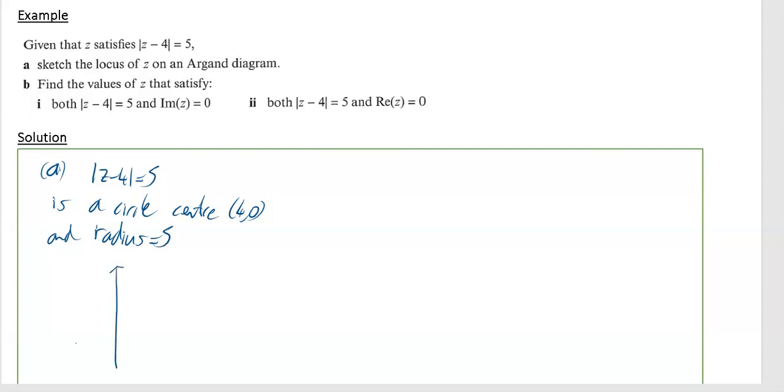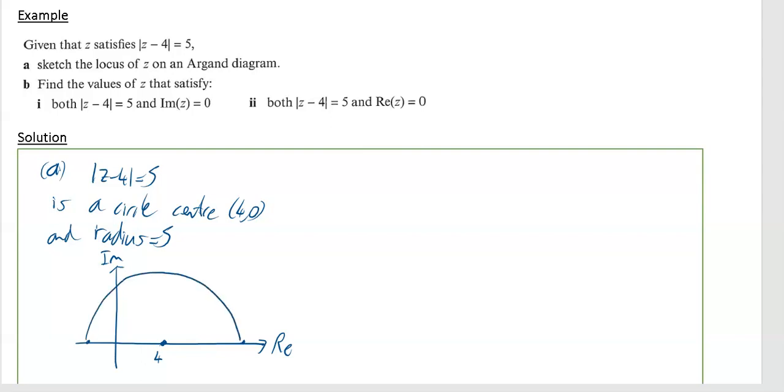Remember on your Argand diagram, your horizontal axis is not the x-axis, it's your real axis, and the vertical axis is not your y-axis, it's your imaginary axis. So you've got the point 4 here, that's the center of the circle. So if I go out a radius 5, that's going to take me to -1, so it's going to take me just left of that, and it's going to take me over this way.